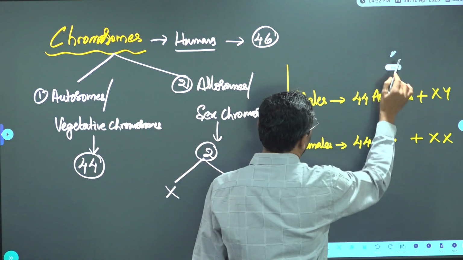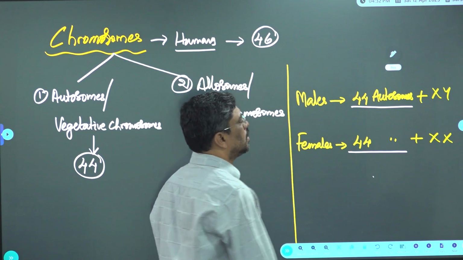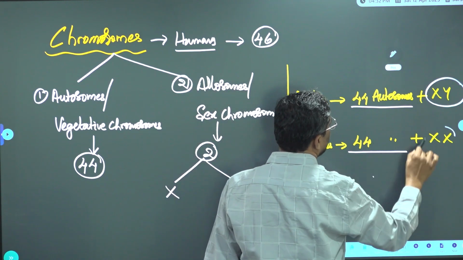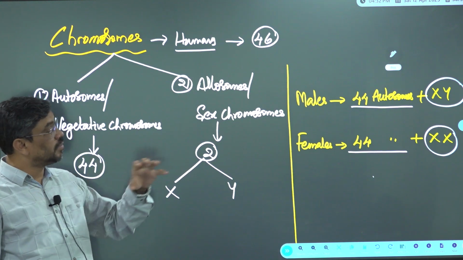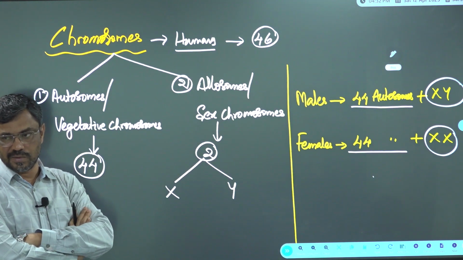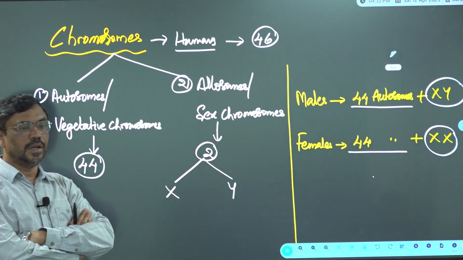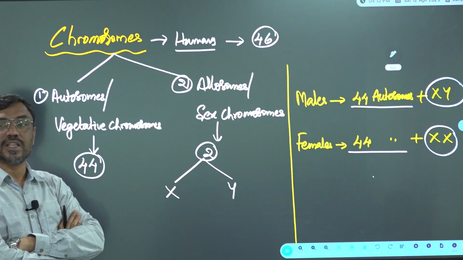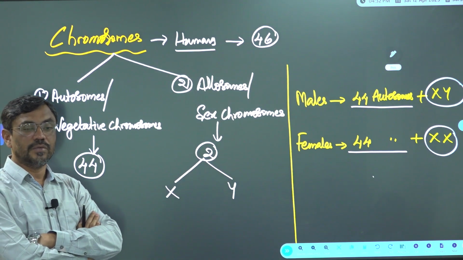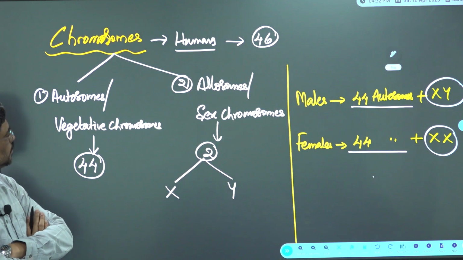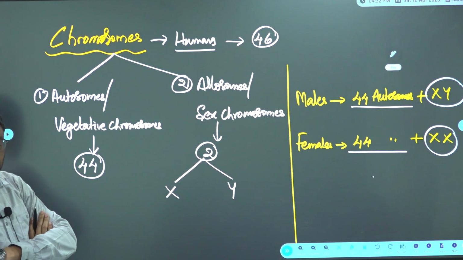Here the autosomes are similar in both males and females, but the allosomes are XY in males and XX in females. The autosomes are responsible for vegetative characters, whereas allosomes are responsible for sexual characters. So, in males, the XY combination represents masculine nature, whereas in females, the XX combination represents feminine nature. Right? Next.